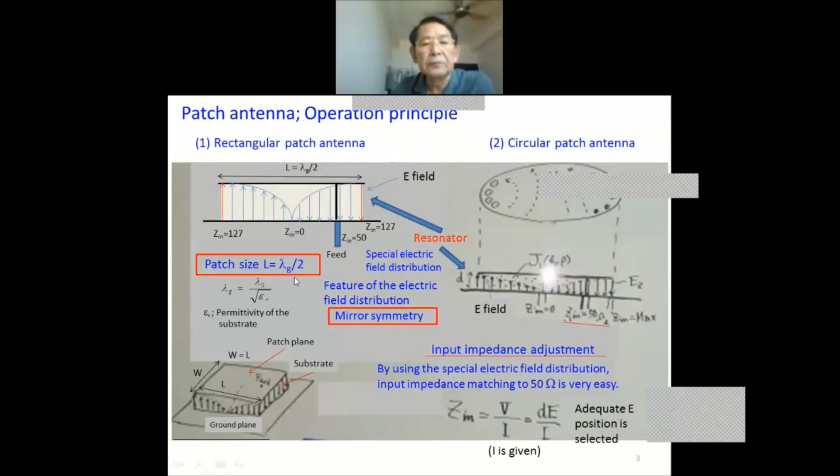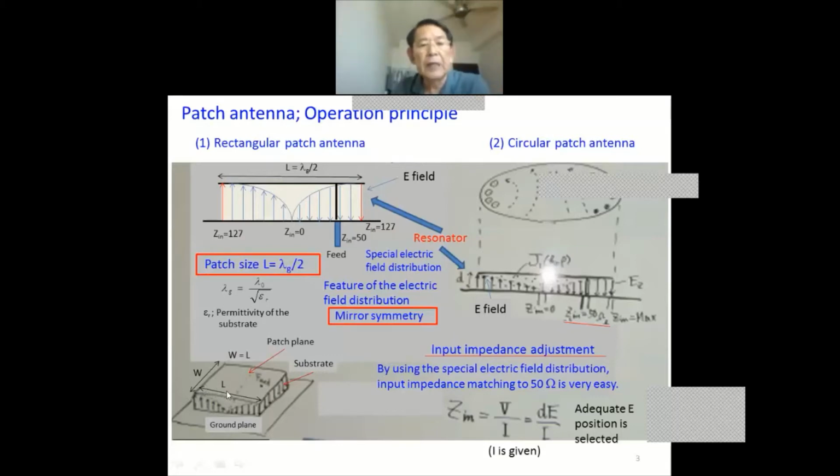So the feature of this antenna: patch size is determined by half wavelength inside the substrate, and impedance matching is very easy by selecting the adequate position. And another one more, this is the patch length, and the width of the patch is also.